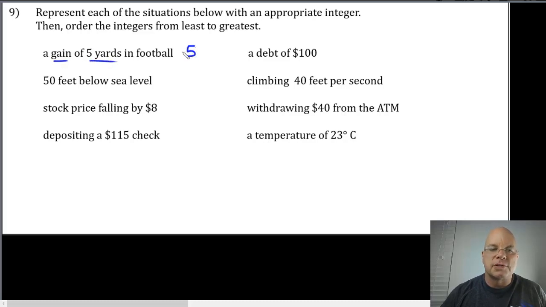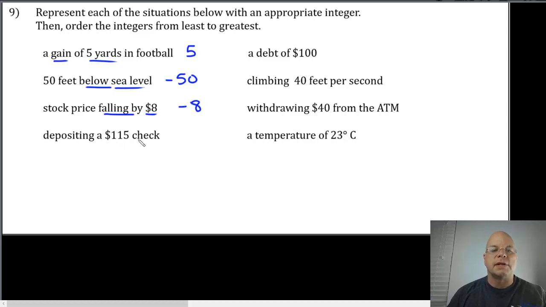And I'm not going to put a plus sign for +5. You could if you wanted to, but if you just see an integer with no sign, you assume it's a positive integer. 50 feet below sea level is like 0. Below sea level would be a negative, so -50. The stock price falling by $8. If it's going down, it's like adding a negative, so it's -8.